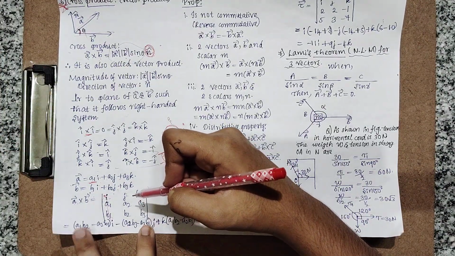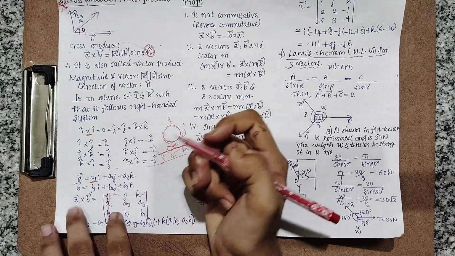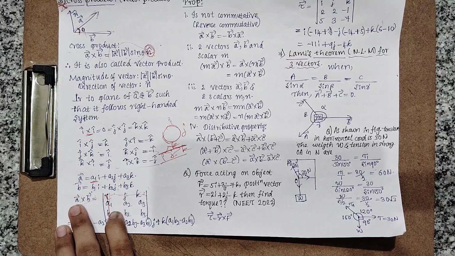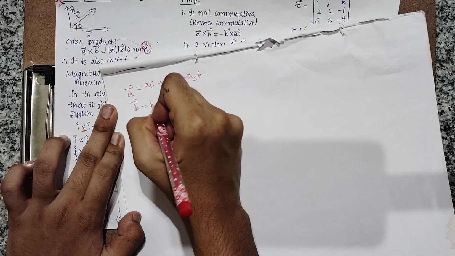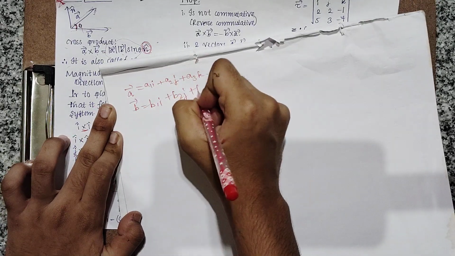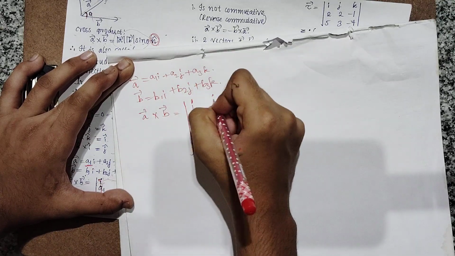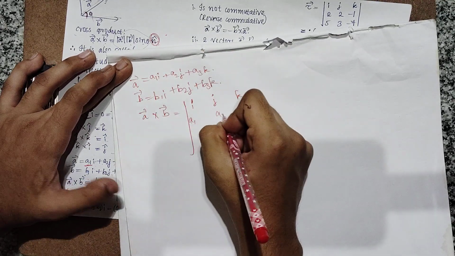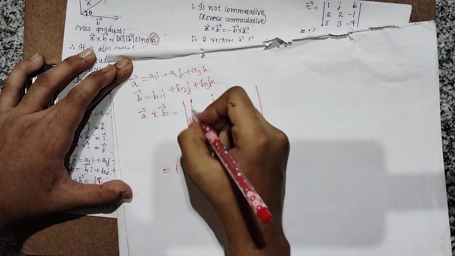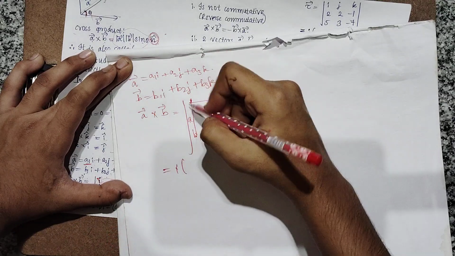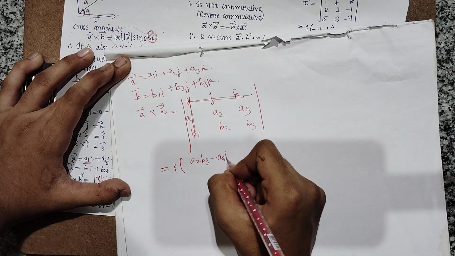Here I have written something by mistake. Here, A bar cross B bar means, let your A bar be A1i plus A2j plus A3k, and your B bar be B1i plus B2j plus B3k. Now for A bar cross B bar, write I, J, K, A1, A2, A3, B1, B2, B3. So I into, close the row and column corresponding to I, so A2 B3 minus A3 B2.